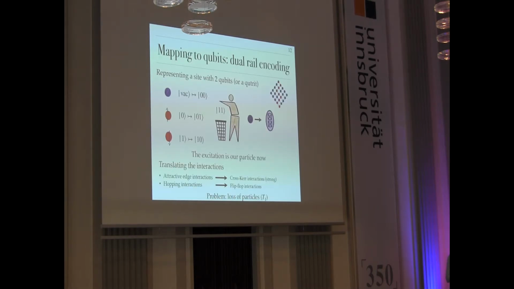Okay, so now after talking about particles hopping on a line and interacting, now it's time to map the whole system to qubits. And this can be done by dual rail encoding. So the idea is that we substitute each site of this lattice with two qubits, in this case two transmons. And the idea is that 0,0 will play the role of the vacuum. 0,1 will mean that the particle is there in the internal state 0. 1,0, the particle is there in the internal state 1. The 1,1 we just throw away and it is not used for our purposes.